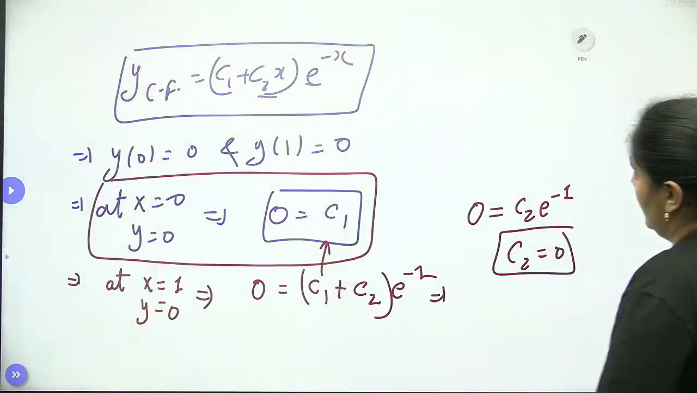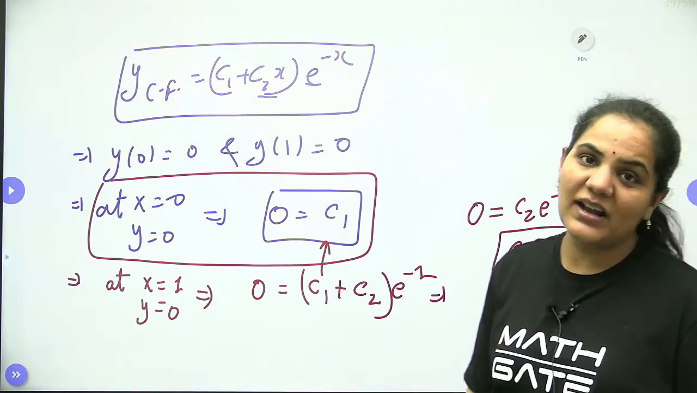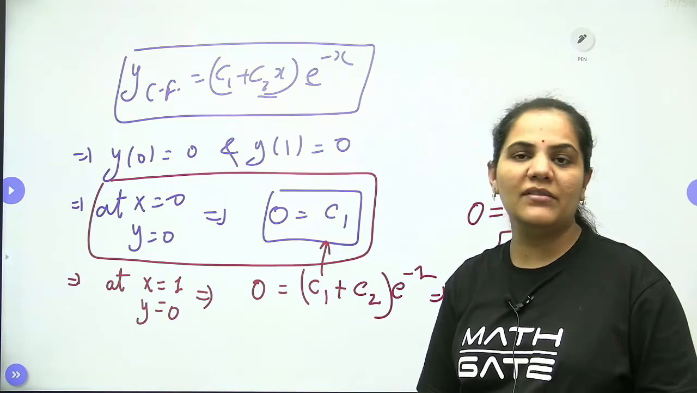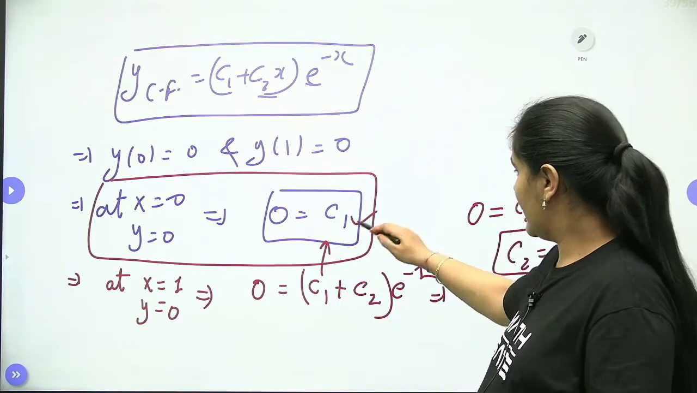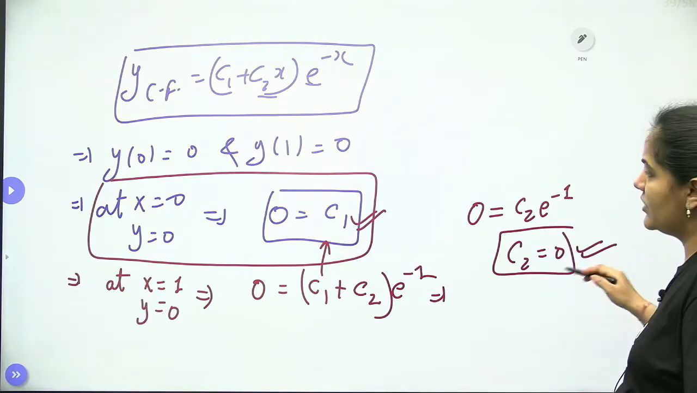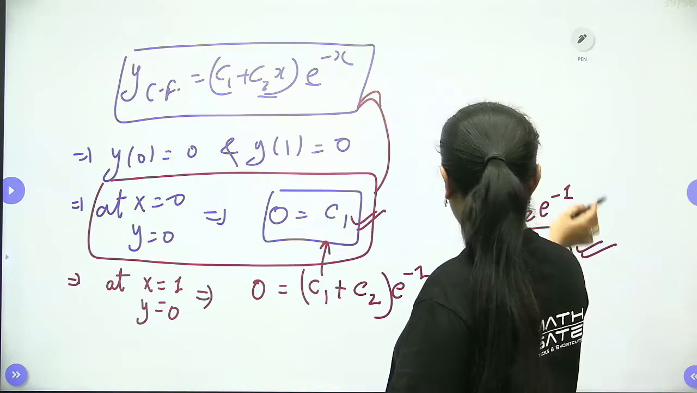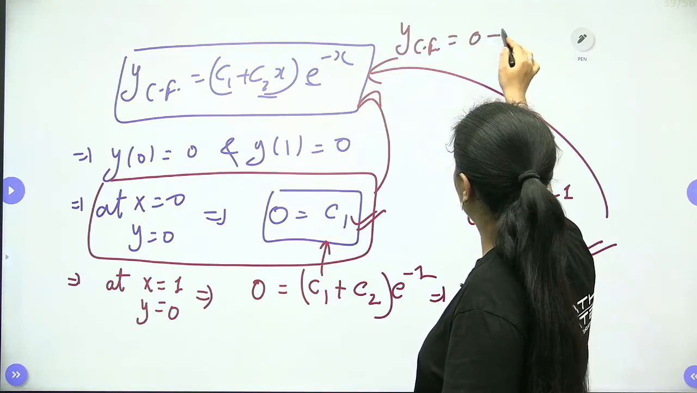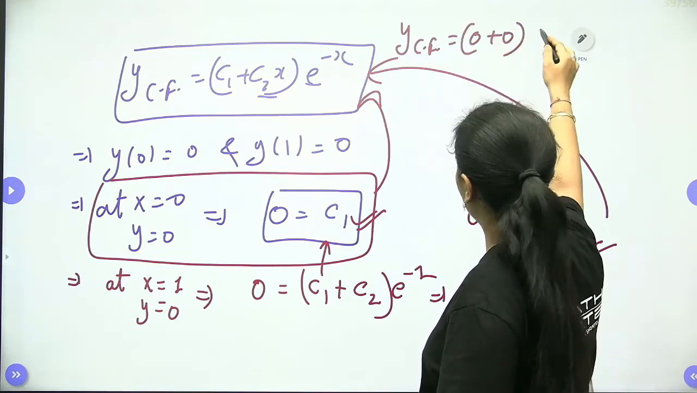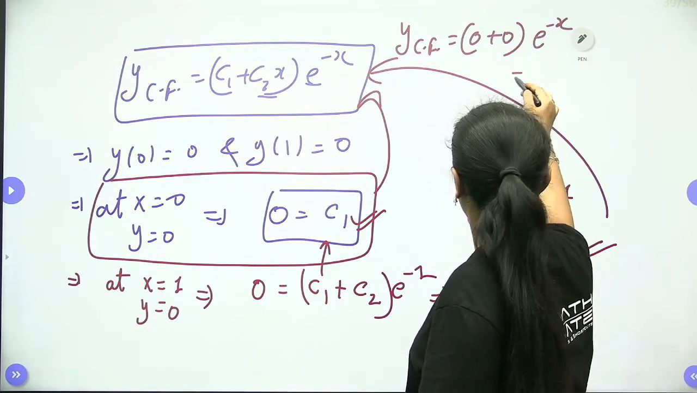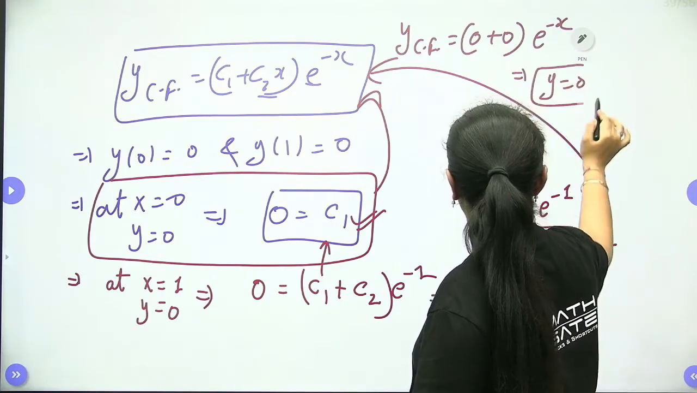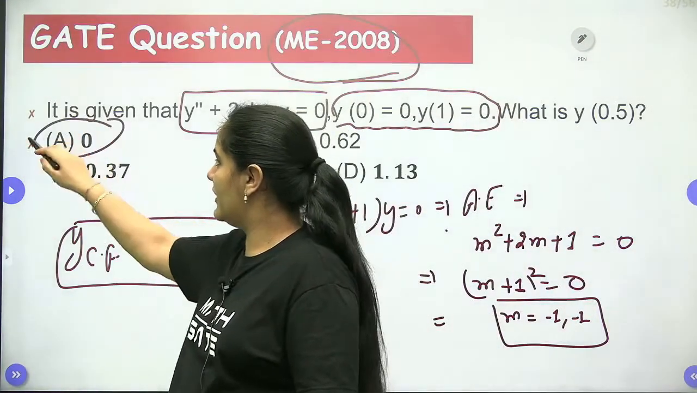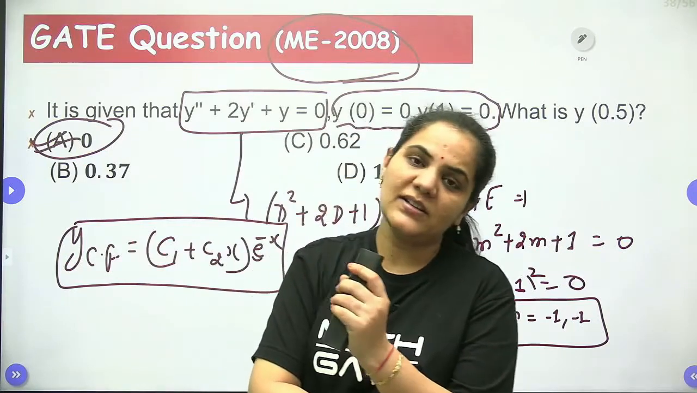So the complete answer is 0 only, guys. The value of constant C1 is 0, and the value of constant C2 is 0. When you put these two values in the equation, YCF is equal to 0 plus 0, that is 0 times e to the power minus x. Hence the final answer will be 0. We have 0 in the options, so option A will be the answer.